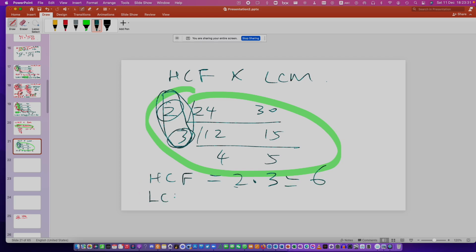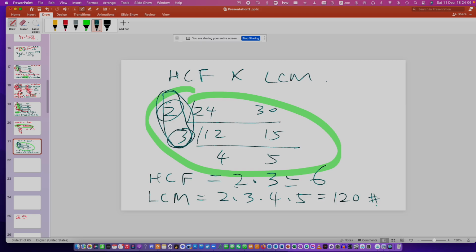Then what about the LCM? How do you get LCM? LCM is all of them, you times them together, right? So what do you get? LCM is? Can you guide me? 2, 2, and then times 3, and then times 4, and then times 5. Correct. So the answer is 6 times 12, 6 times 20, 120.